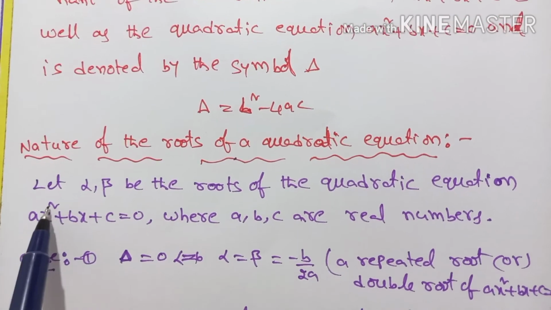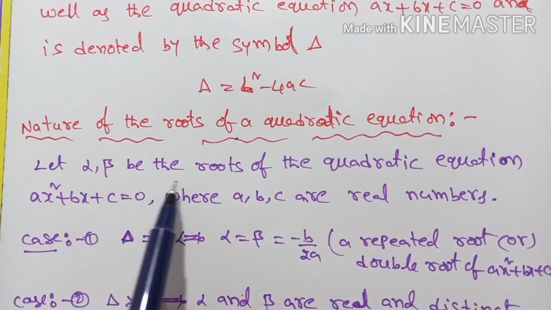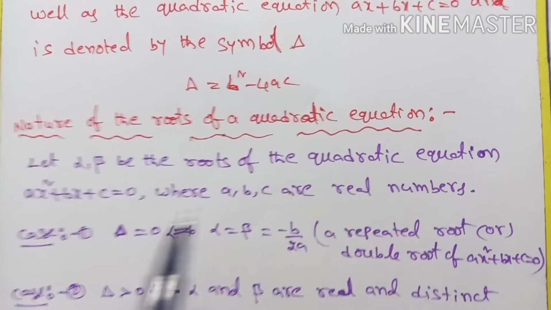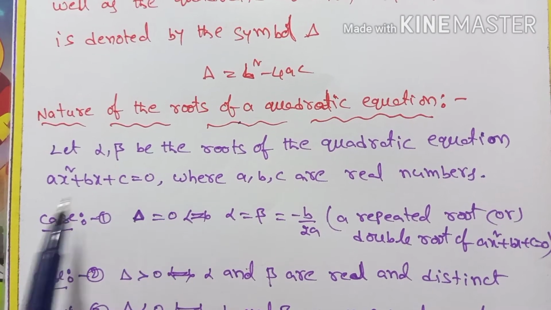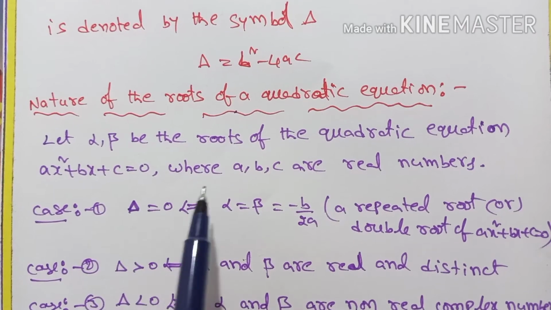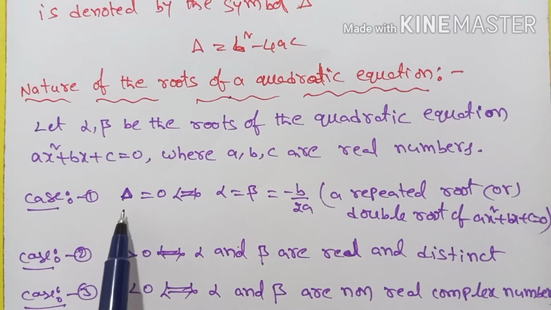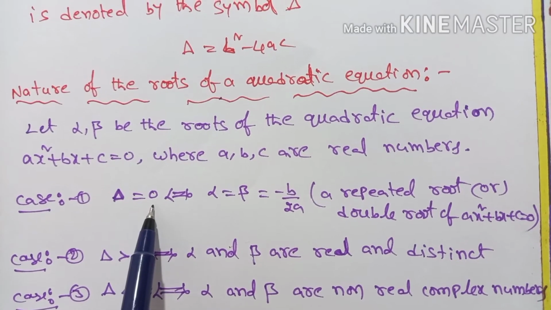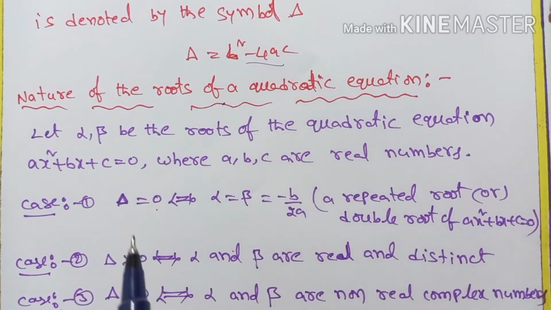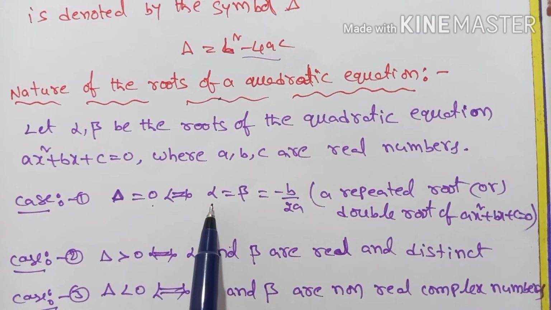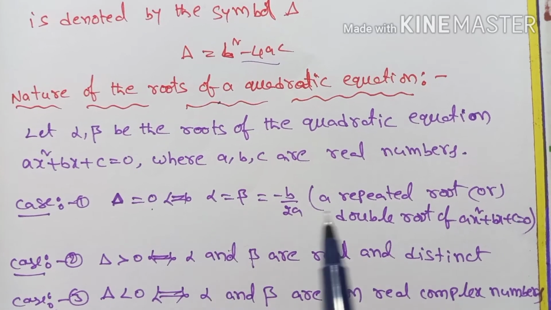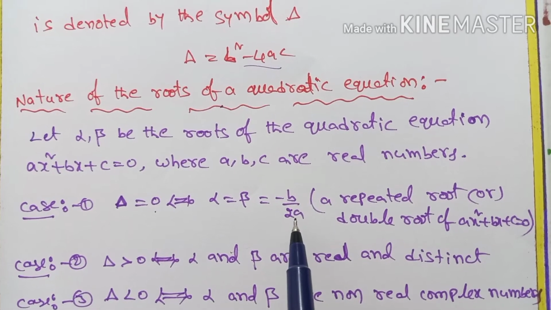Definition. Let alpha comma beta be the roots of the quadratic equation ax square plus bx plus c equal to 0, where a comma b comma c are real numbers. Now case 1, delta equal to 0. Delta equal to 0 means discriminant value is 0. Okay, that implies alpha is equal to beta. Roots are equal here.